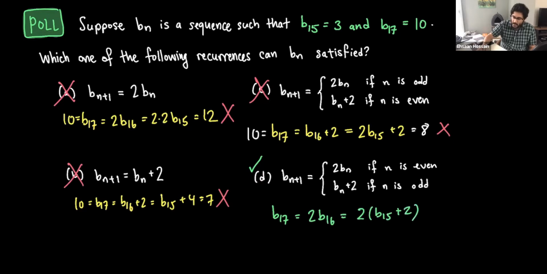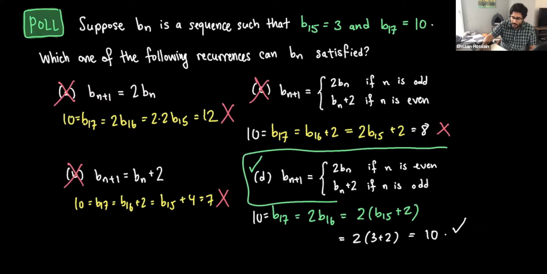Okay, and let's check. B17 is supposed to be 10. B15 is supposed to be 3. So I have 2 times 3 plus 2, which is 2 times 5, which is 10. So this seems to work. This seems to be the only one where these two terms actually satisfy the values. Okay.